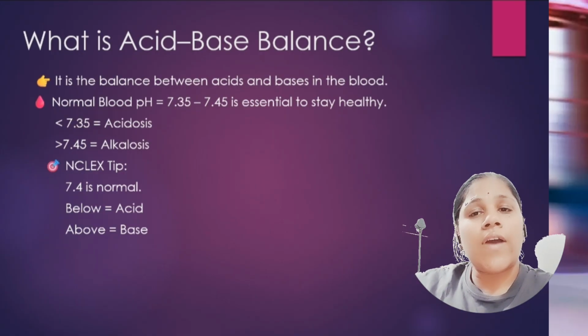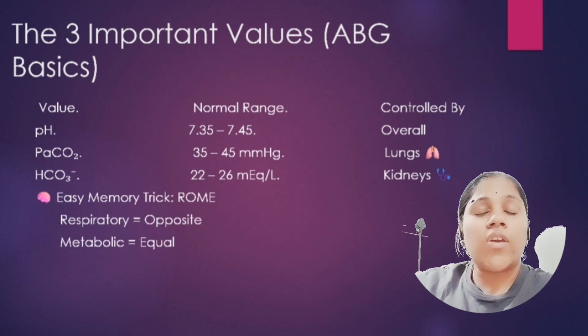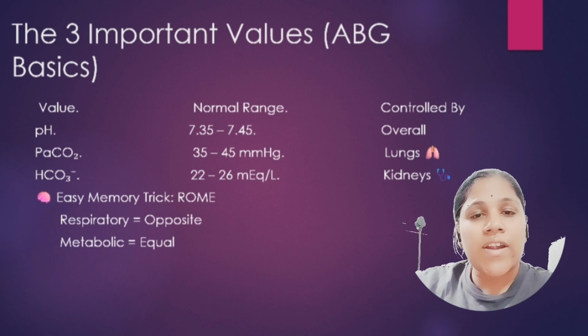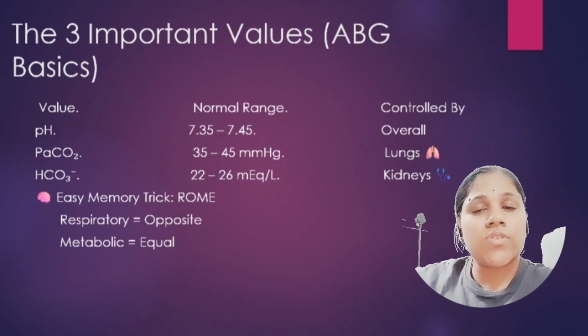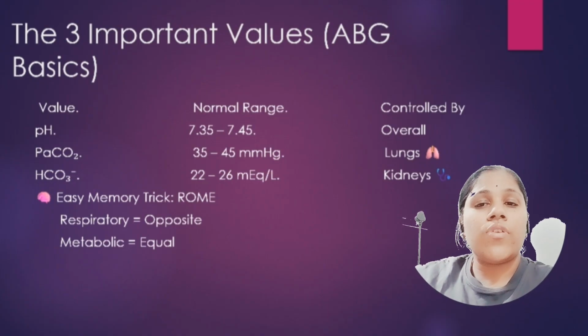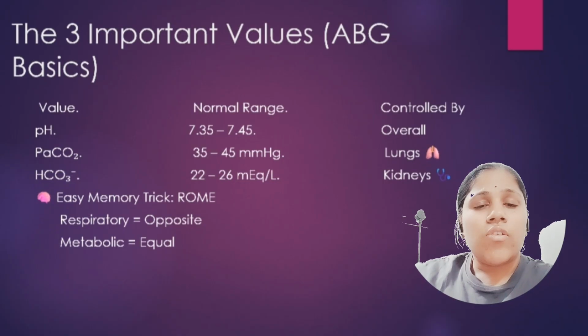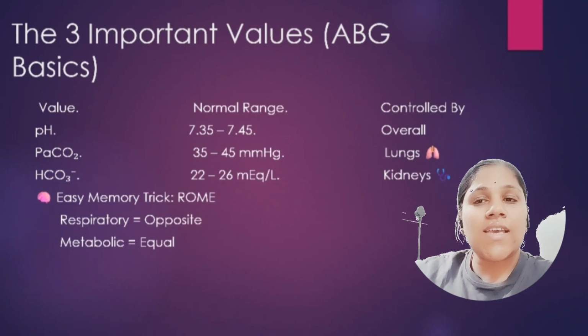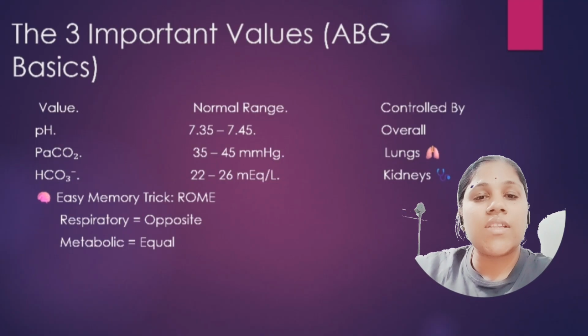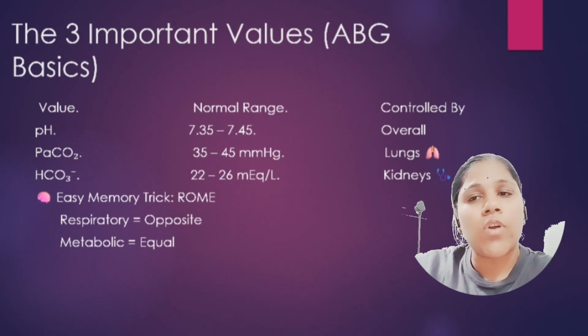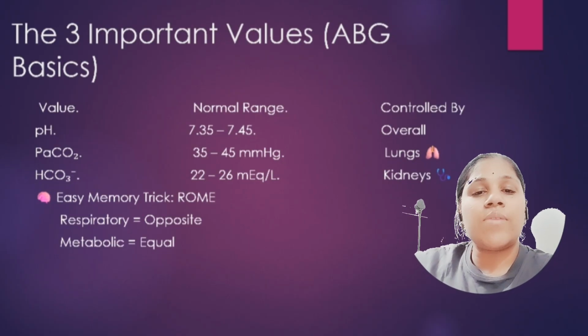There are three important values in an ABG that we have to see on an ABG strip. If the pH is 7.35 to 7.45, it is normal, and this is the first thing we need to see. Next is the partial pressure of CO2, that is PaCO2. It should be between 35 to 45 mm of Hg. We can remember it in the same fashion as the pH, 35 to 45 mm of Hg. It is maintained by our lungs.